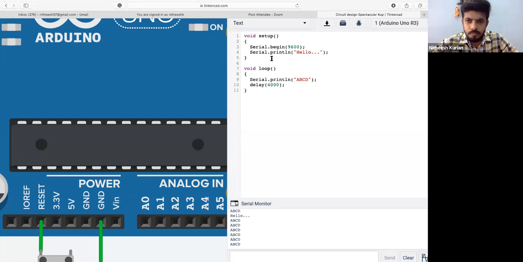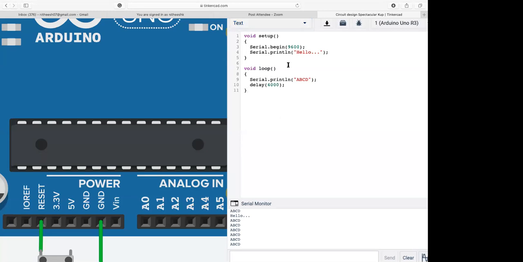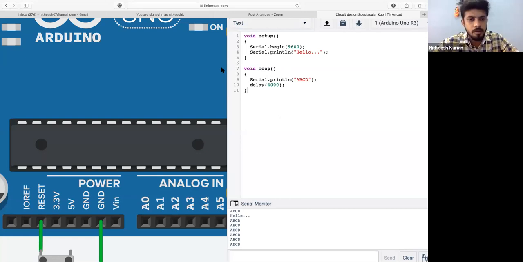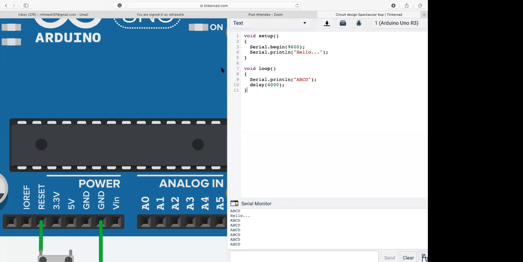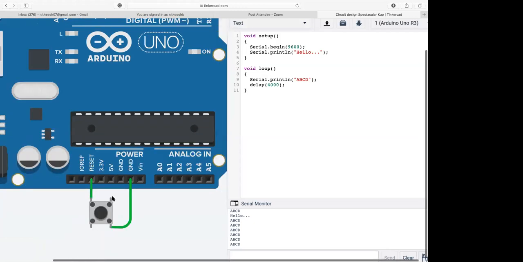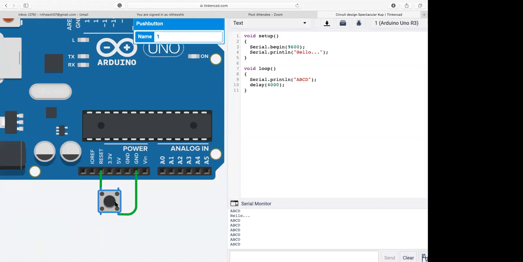Can you copy and paste the code in the chat box? He can share his screen. I can give him the rights. Okay, then please share the screen. I am giving him the rights. Aditya, you can share now. I have given you the rights.